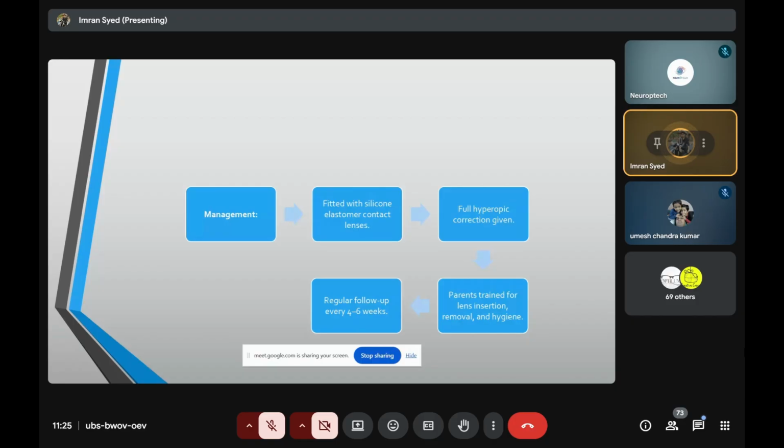So what happens with silicone elastomer lenses? These are extended wear lenses, where once you insert the lens, for around 15 to 20 days the child can go on with that lens. So it will be minimal hassle compared with the RGP lenses. And with RGP lenses, the child will also have much more discomfort.